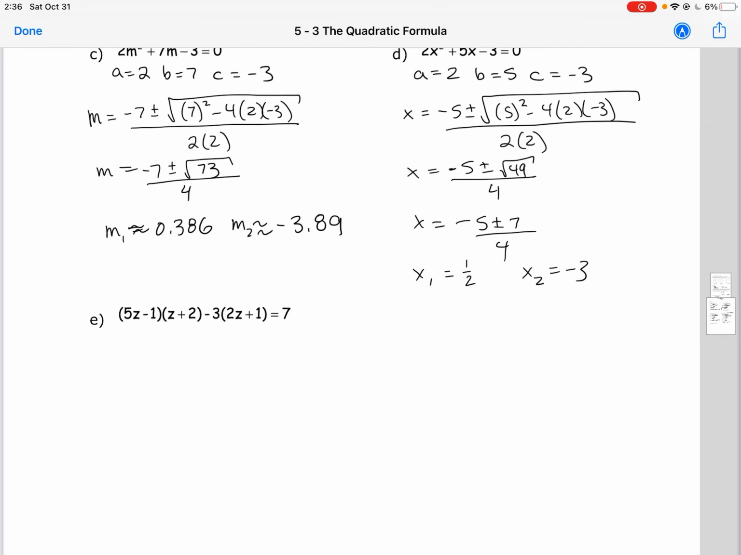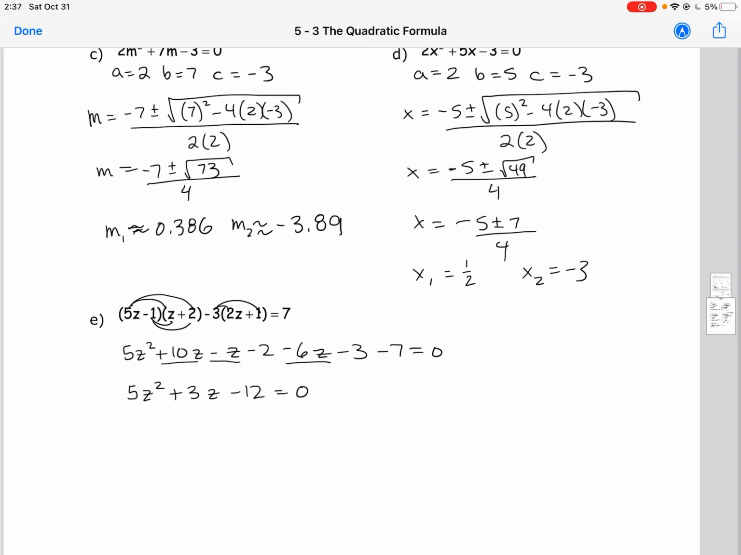Okay. Last example that we're going to do here starts off as not in standard form of the quadratic equation. So we're going to have to expand and move everything over onto the left-hand side. So 5z squared plus 10z minus z minus 2 minus 6z minus 3, and then minus 7. I'm just going to move that over. So I've got 5z squared, then I've got 10z minus z, 9z, minus 6z would be 3z. And then I've got minus 2 minus 3 minus 7. It's going to be minus 12 equals 0.